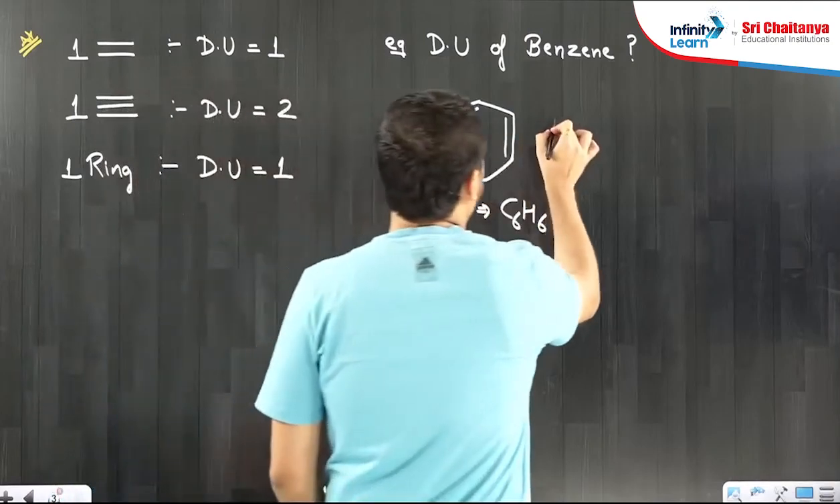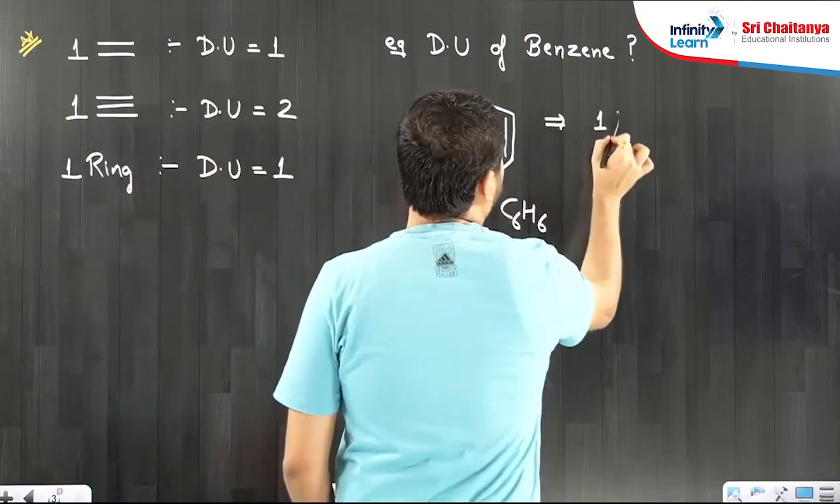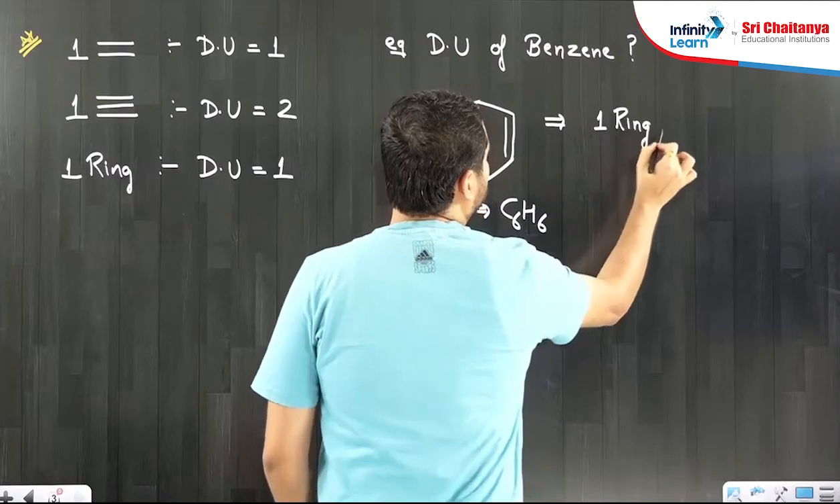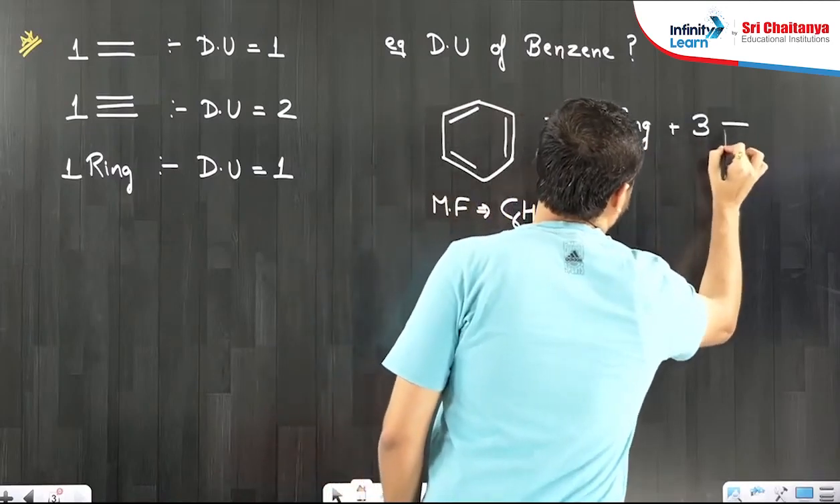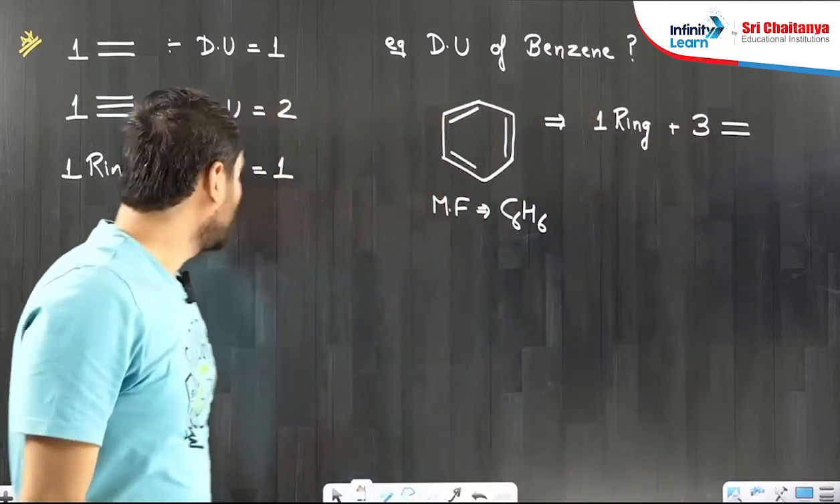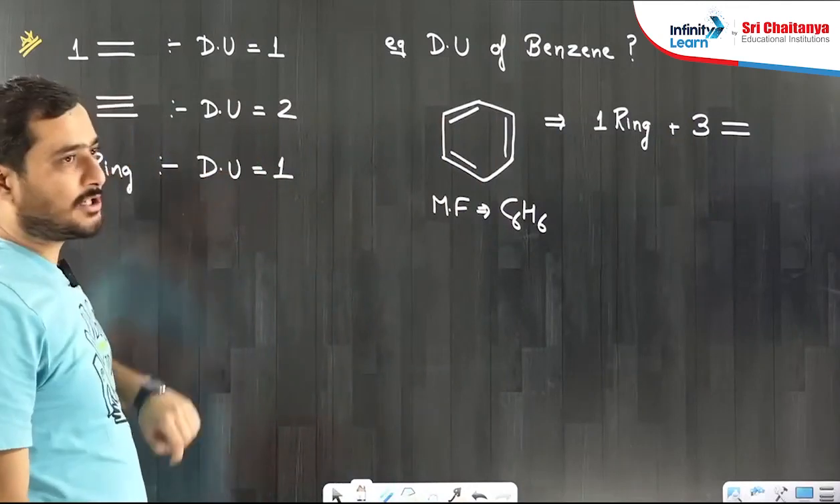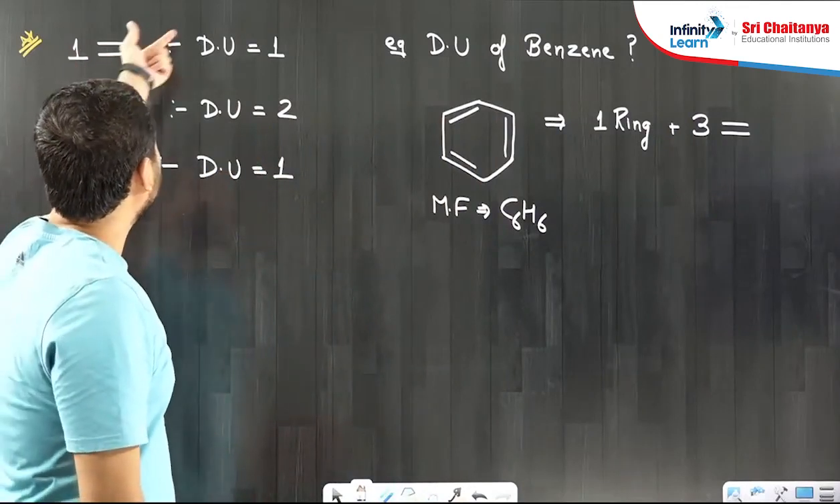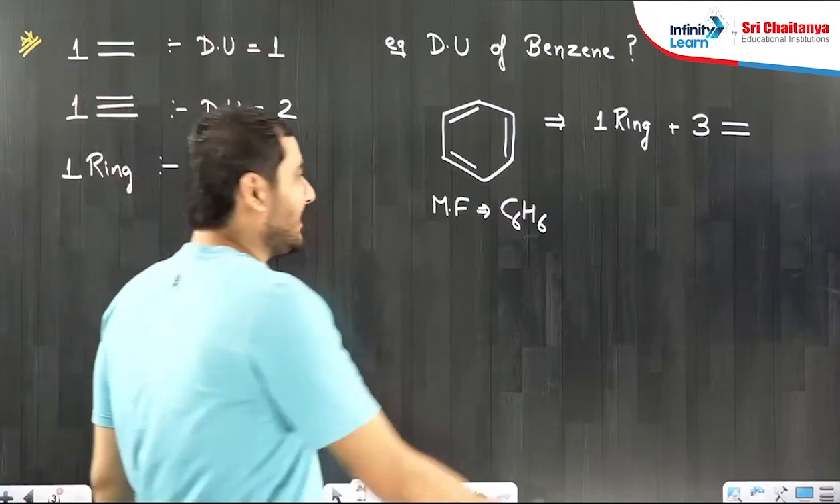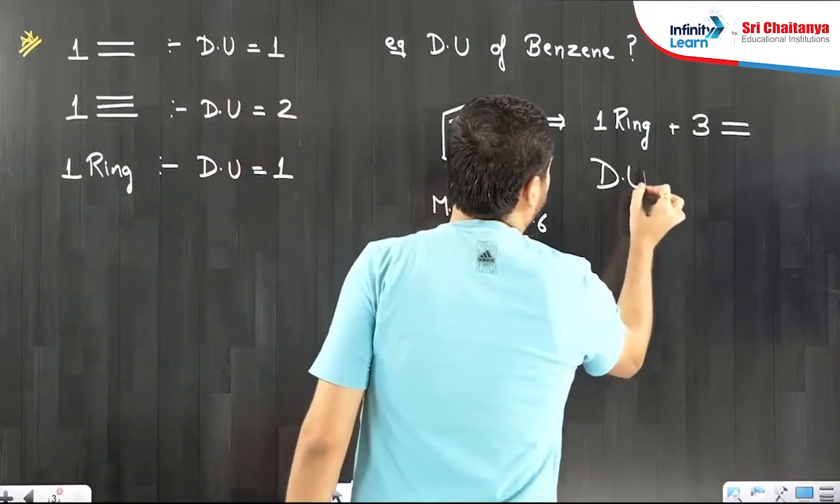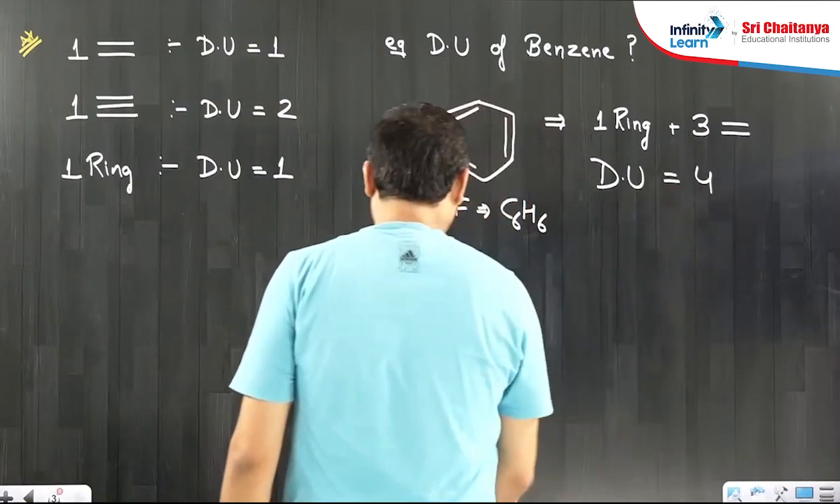Now, if you check this compound, one ring is present, a 6-membered ring. And how many double bonds are present? 3 double bonds are present. Now, for one ring, what is the degree of unsaturation? 1. And for 3 double bonds, what is the degree of unsaturation? 3. So what is the total degree of unsaturation of benzene? 1 plus 3, 4.